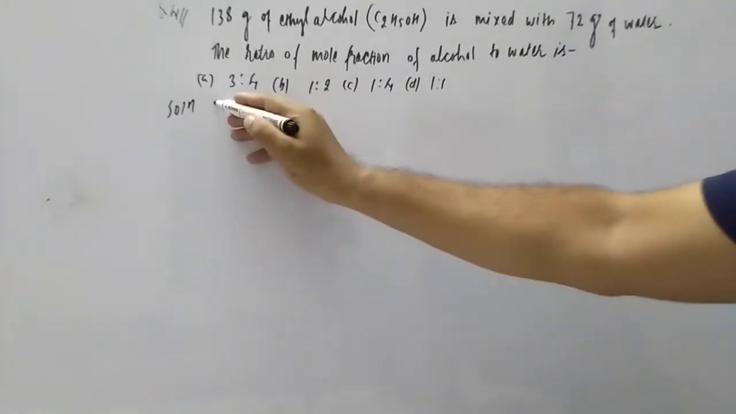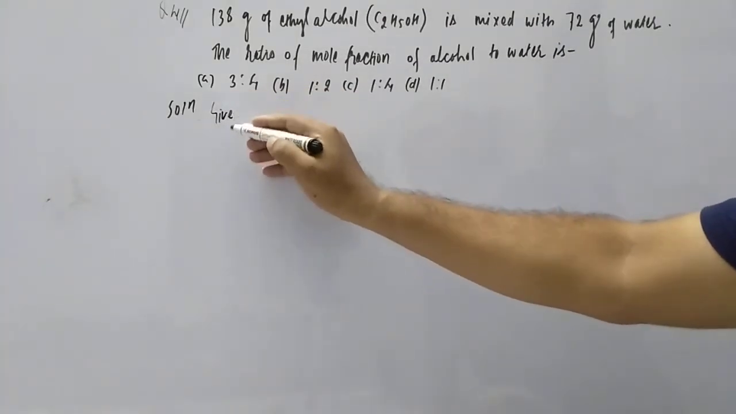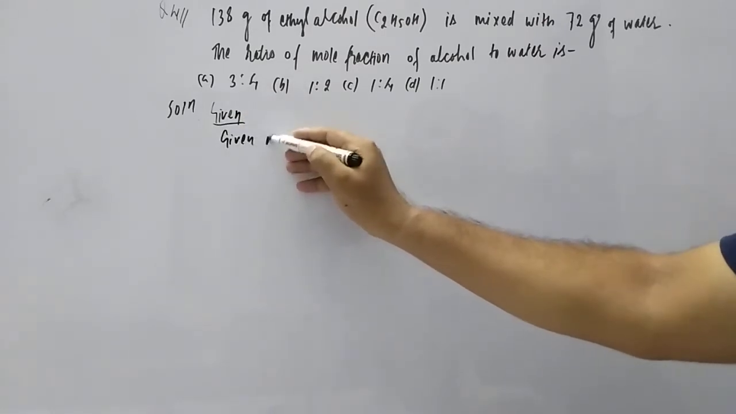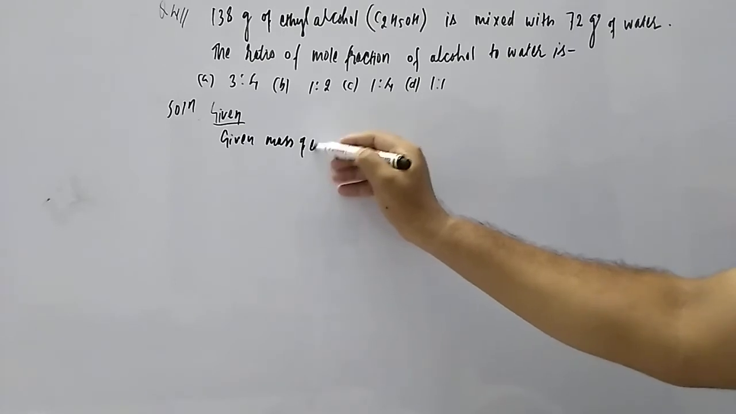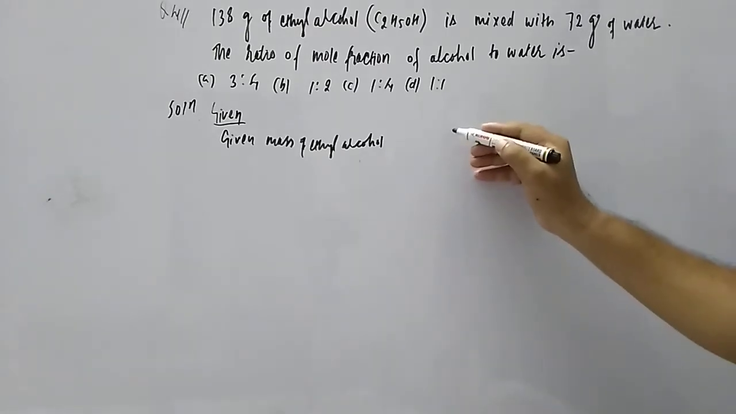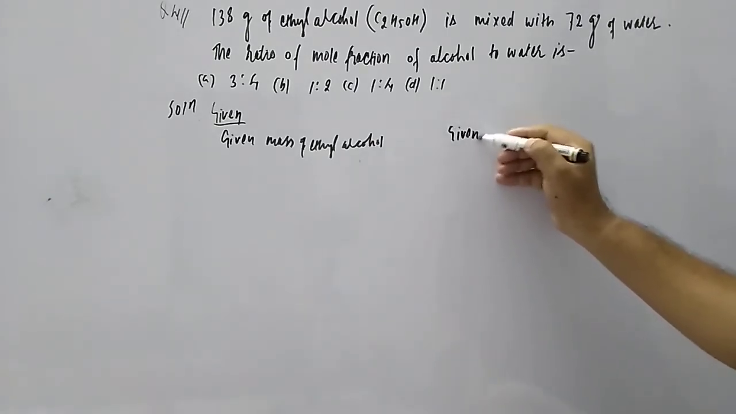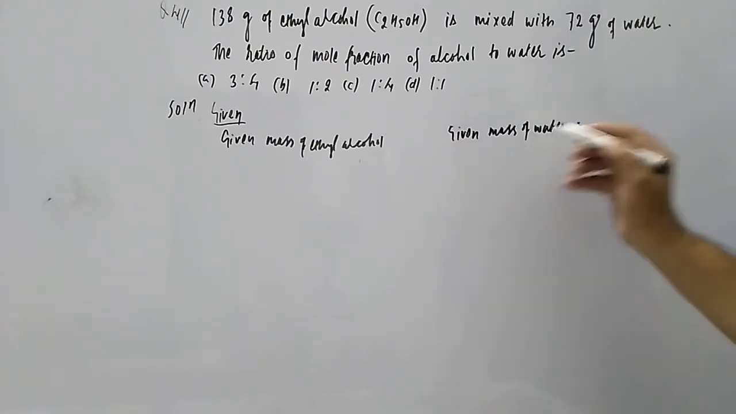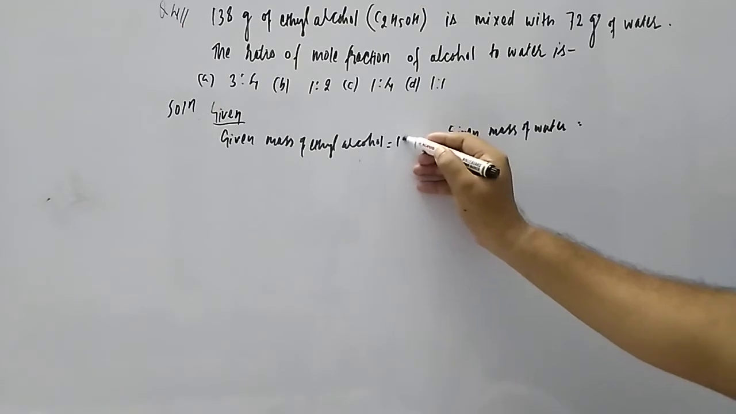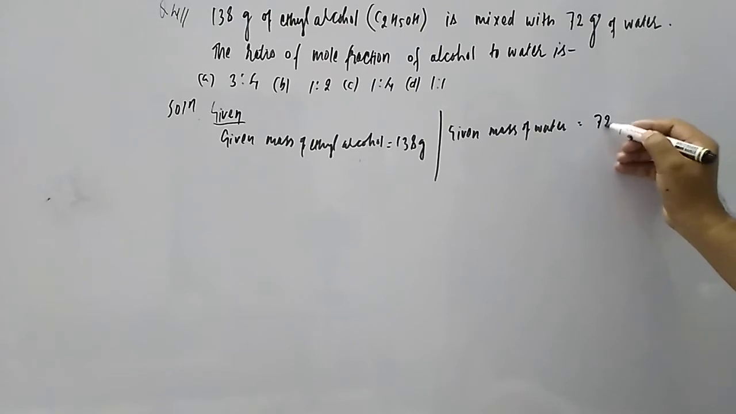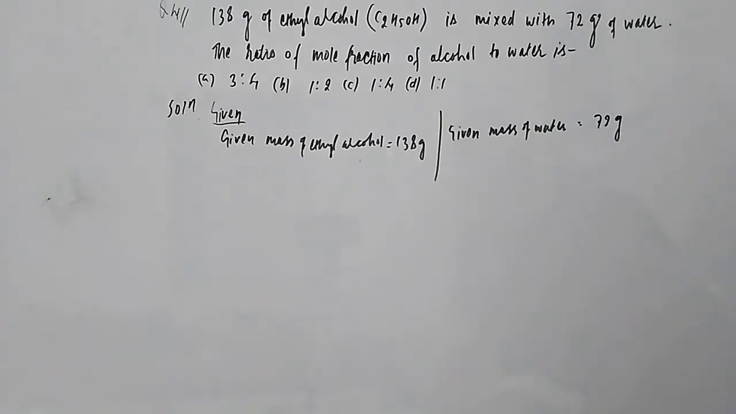Firstly, students, you write what is given. Given mass of ethyl alcohol, and given mass of water. How much have they given? Here it is 138 gram for ethyl alcohol, and the given mass of water is 72 gram. The ratio of mole fraction of alcohol to water is asked.